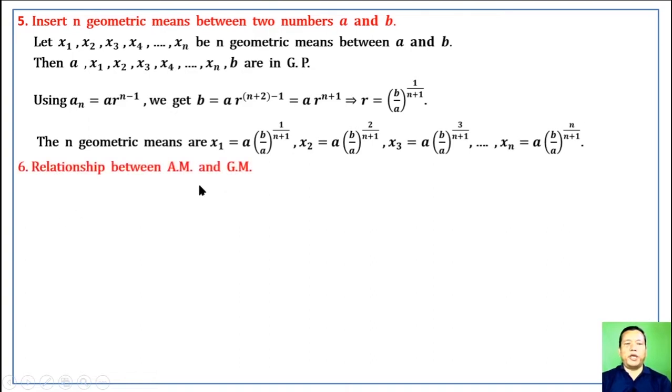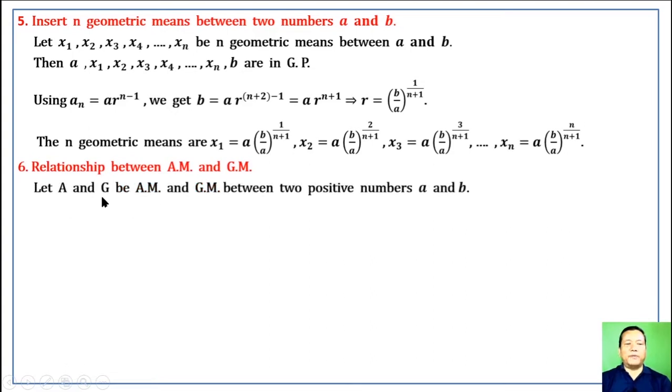Relation between AM and geometric mean. Let capital A and capital G be the AM and GM between two positive numbers a and b. Then A is the arithmetic mean between a and b. Therefore, capital A is equal to (small a plus small b) by 2. And G is also the GM between small a and small b. Therefore, capital G is equal to the square root of the product ab.